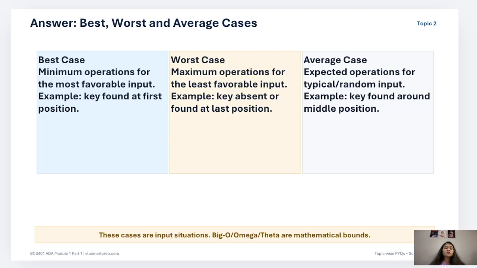So, a very important point: best case, worst case and average case are the input situations, whereas big O, omega and theta are the mathematical bounds. So do not mix them blindly. We will understand that in the next slides.